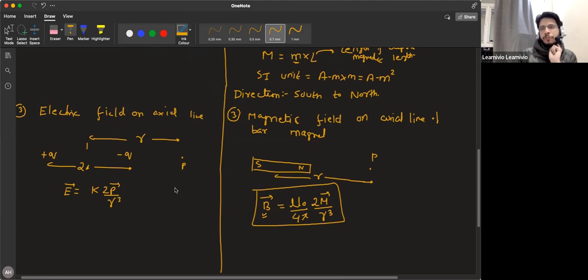What is the direction of magnetic moment? South to north. This is the direction of magnetic moment.